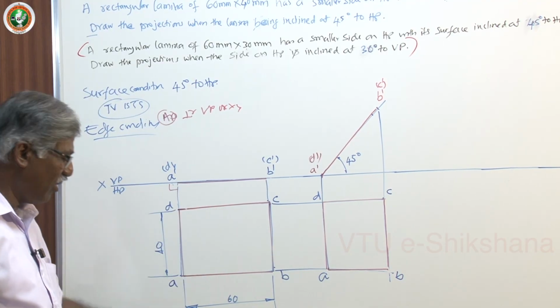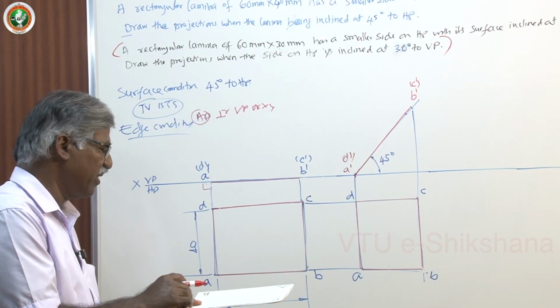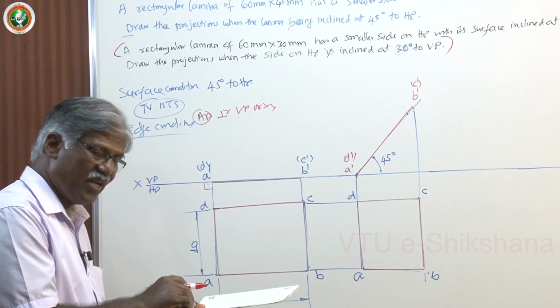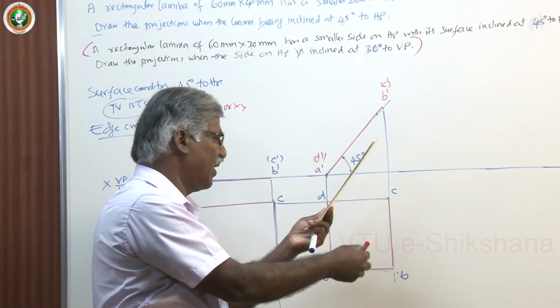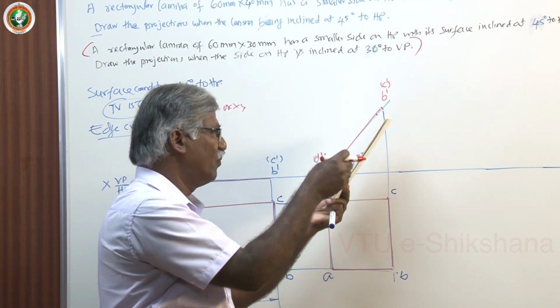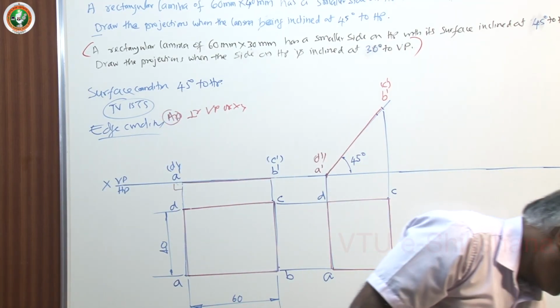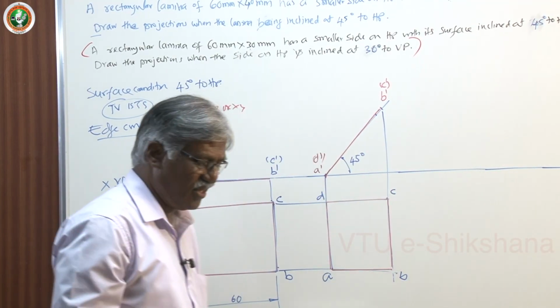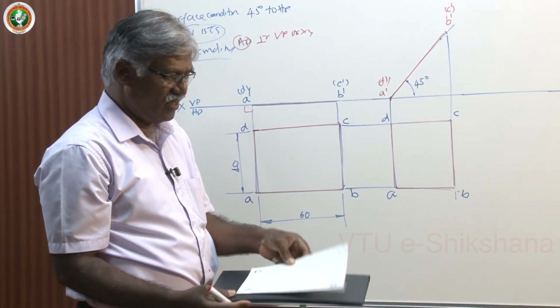So this is the first figure, top view and front view, when the lamina is on HP with a smaller side placed on HP. Now this is the case. You look from top, you will get the apparent shape. This is the front view. Now, first position, second position.